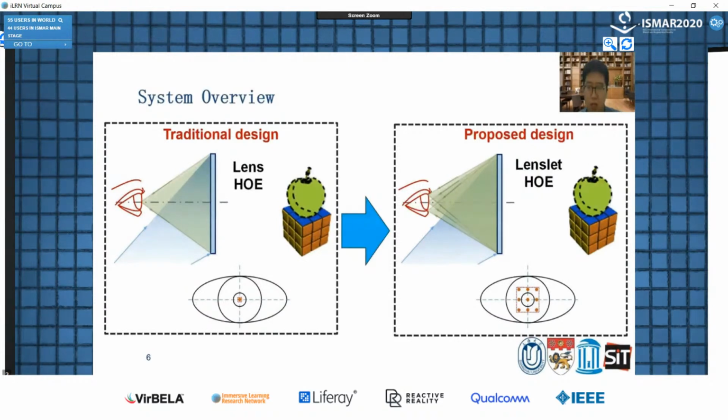Our novel design presents a novel HOE to replace the traditional lens HOE, including all the functions of the traditional lens HOE. This novel HOE can also create multiple focal points at the eye pupil plane. When the eye pupil is located at each focal point, the displayed holographic image can always be observed. So with this lens-array HOE design, the eyebox can be expanded without any moving parts. Then I will introduce the details of this novel design.